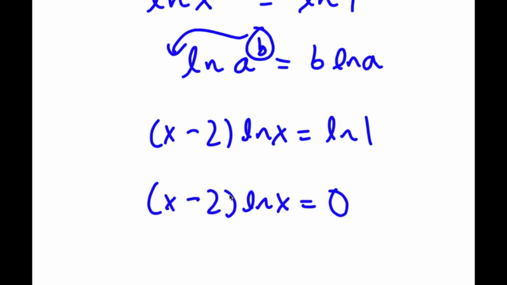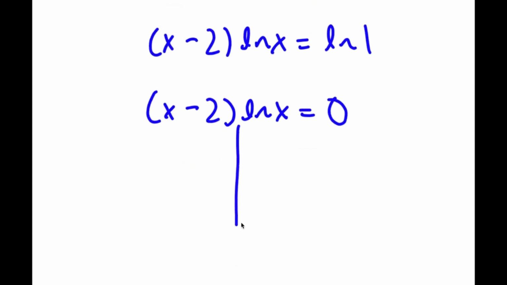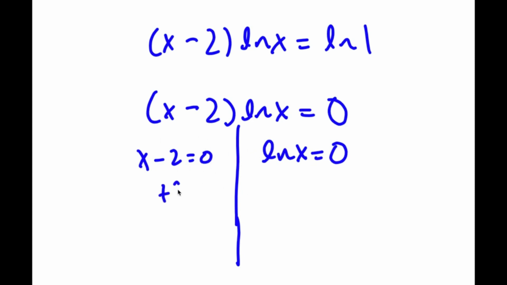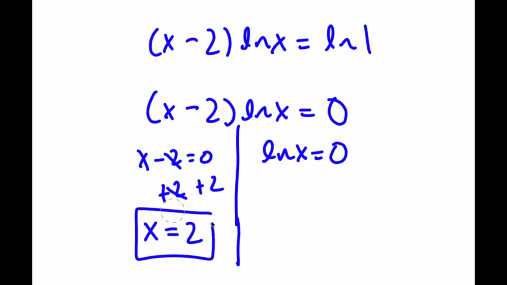So this actually gives me two equations. I have x minus 2 is equal to 0, and I also have ln x is equal to 0. So for x minus 2 equals 0, all I have to do is add 2 on both sides, and I get x is equal to 2. So this is one solution of x.